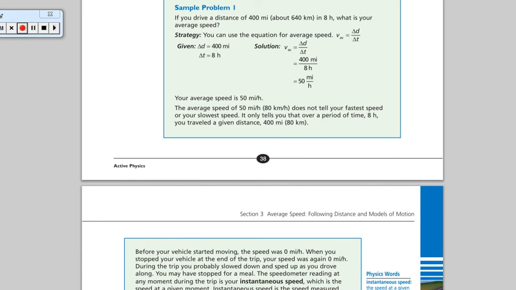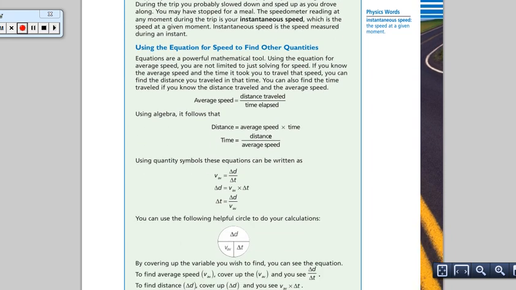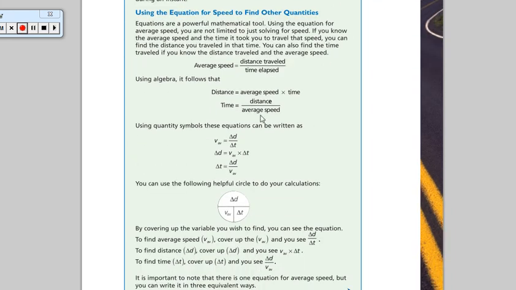Let's move on down. This gives us a few more samples, where you're going to find the time. Time is distance divided by average speed. Distance is average speed times time. Average speed, or velocity, again, is distance divided by time. And this kind of explains what I just explained a little bit.